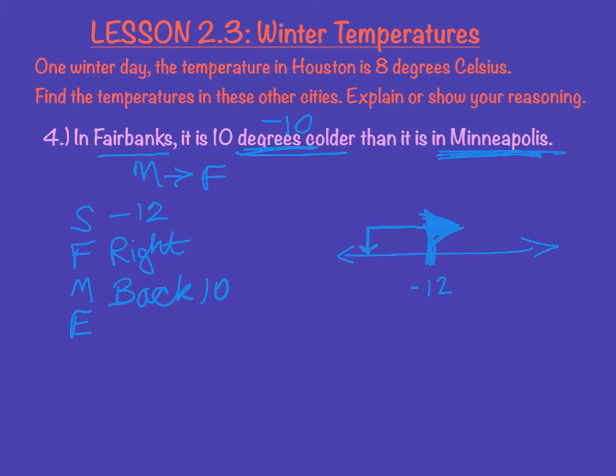So I'm moving further away. Remember, 0 is up here somewhere, right? Moving further away from 0, so that would be negative 12, negative 13, etc. I'm going back 10. That would give me negative 22. So my end place is negative 22.